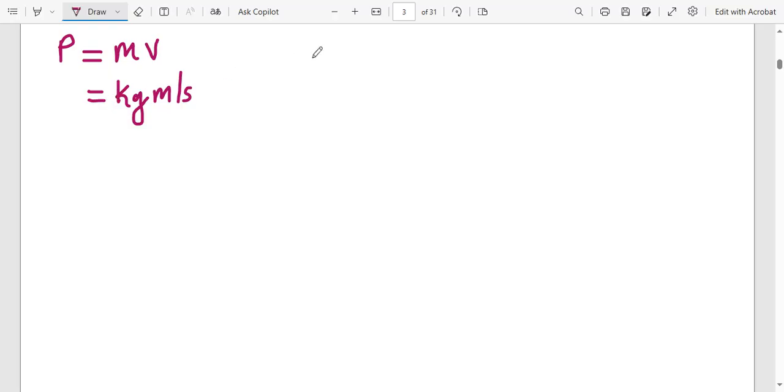So what happens is that when you have got an object that is not moving, its momentum is equal to zero because velocity is zero. So mass times velocity will also give you zero. When it starts moving, it will gain momentum.